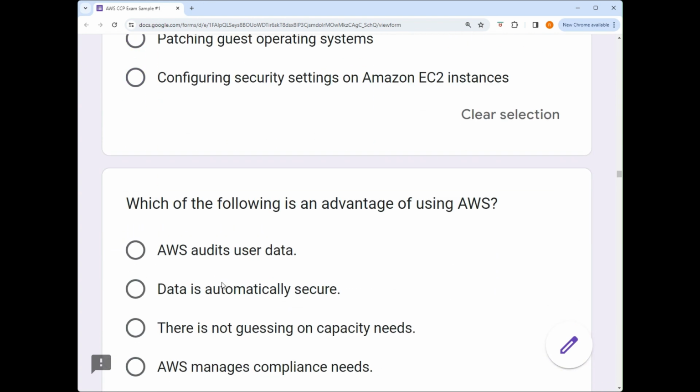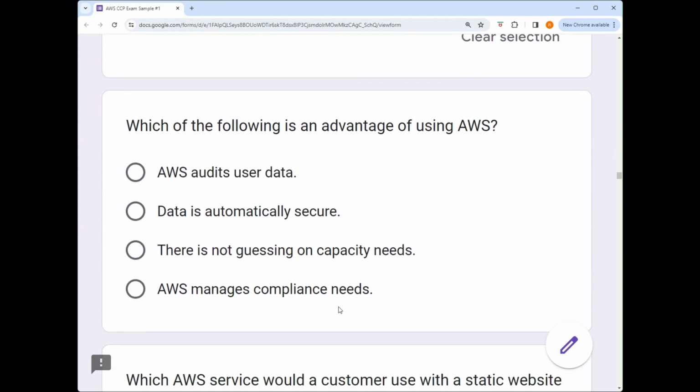Which of the following is an advantage of using AWS? AWS audits user data. Data is automatically secure. There is no guessing on capacity needs. AWS manages compliance needs. Correct answer. There is no guessing on capacity needs.